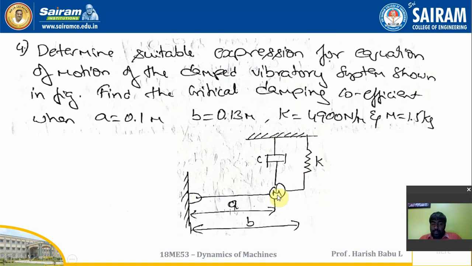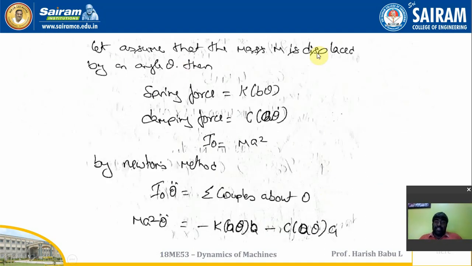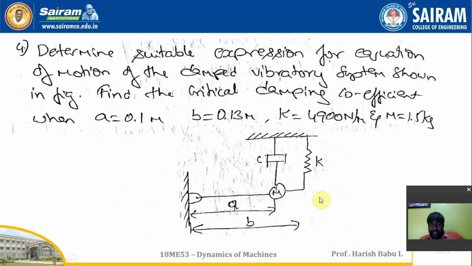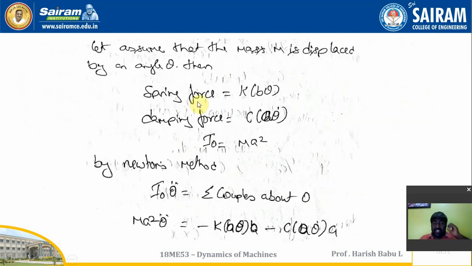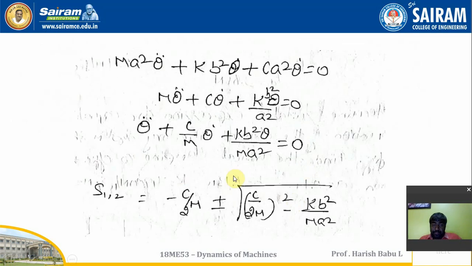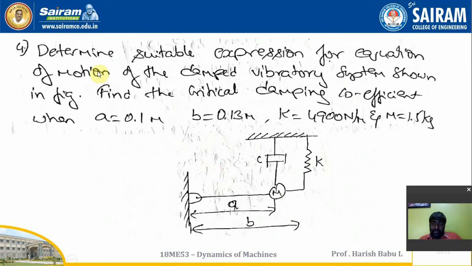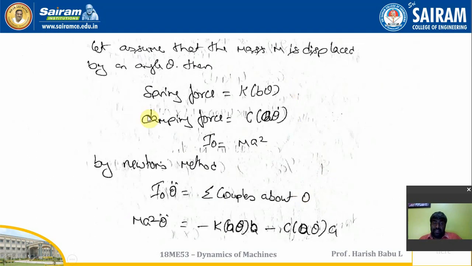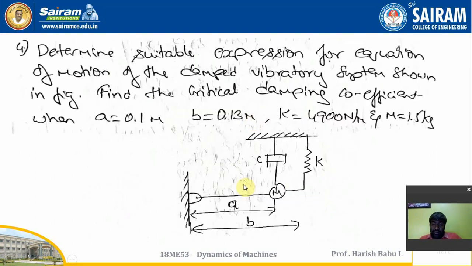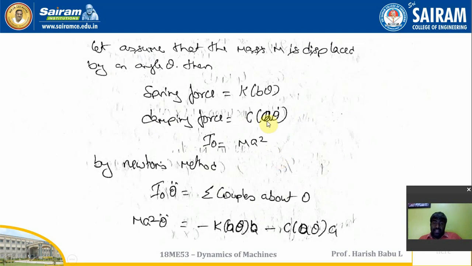So when I pull the mass, both the spring and damper will give a resisting force, so that I have to calculate. The distances are given as a and b. So let us assume the mass m is displaced by an angle theta, either this side or this side. Once it is displaced, the spring force will be k into b theta, that is k b theta, whereas the damper is at a distance of a, so it will be c a theta dot.